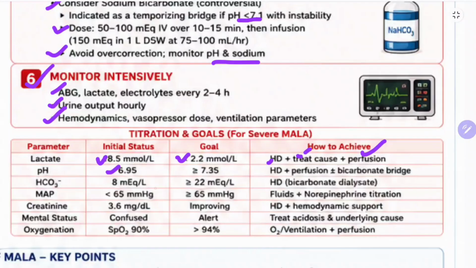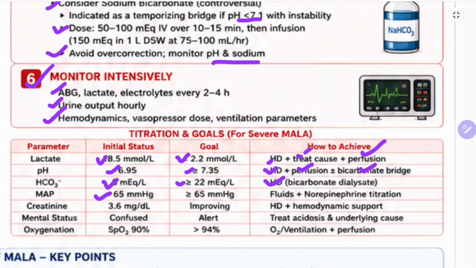Initial pH is 6.95, but our goal is more than 7.35. How to achieve? Hemodialysis, perfusion and bicarbonate bridge therapy. Bicarbonate is 8 milliequivalents per liter. Goal to achieve more than 22 milliequivalents. How to give? By giving bicarbonate dialysate.